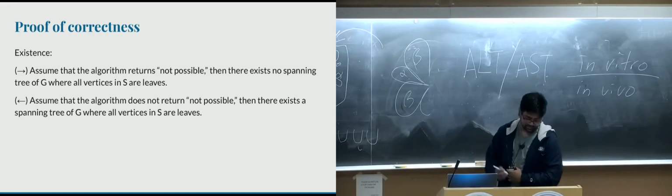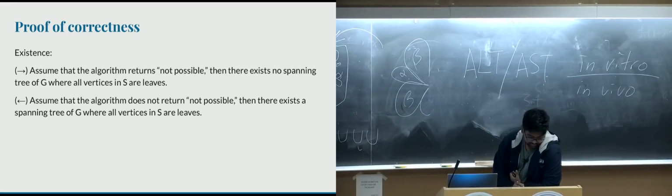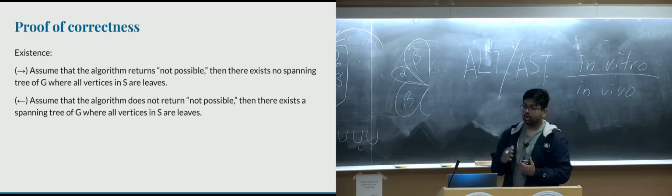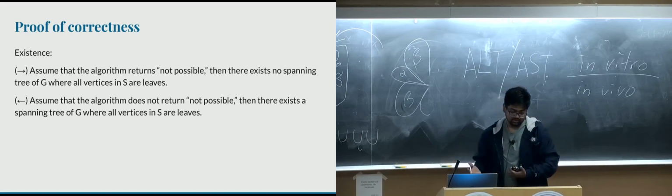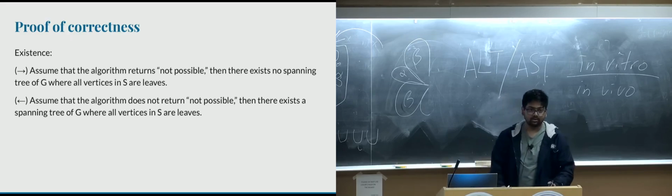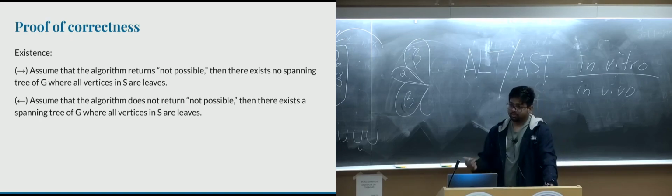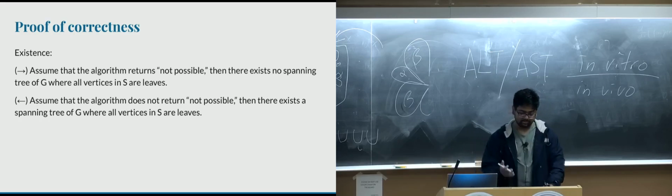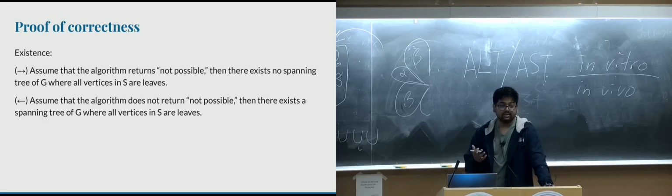So let me reiterate what you just said. The forward direction is basically, if the algorithm returns not possible, that means there exists no spanning tree of G where all vertices in S are leaves. Similarly, in the backward direction, if the algorithm does not return not possible, that means it returns true. That means there exists a spanning tree of G where all vertices in S are leaves. What you said was actually a contrapositive of the backward direction, but they all mean the same thing.